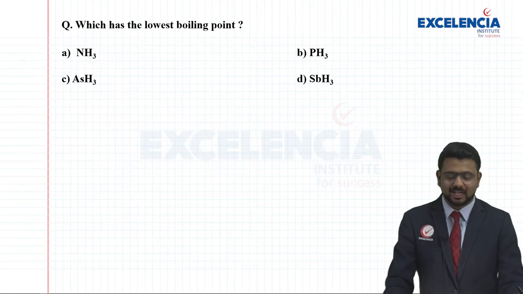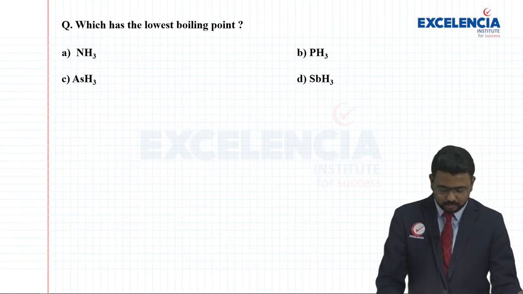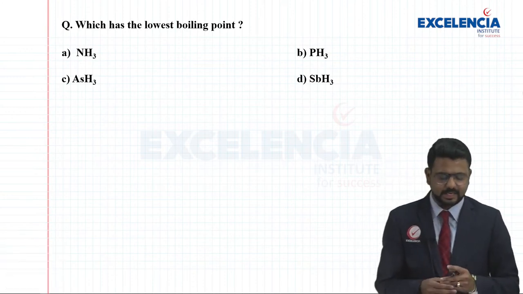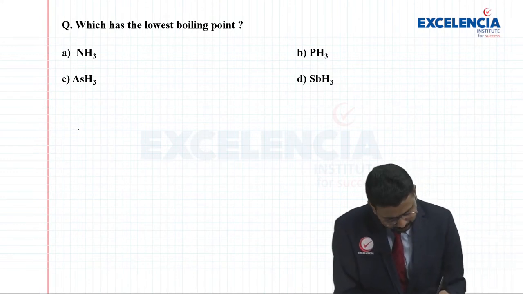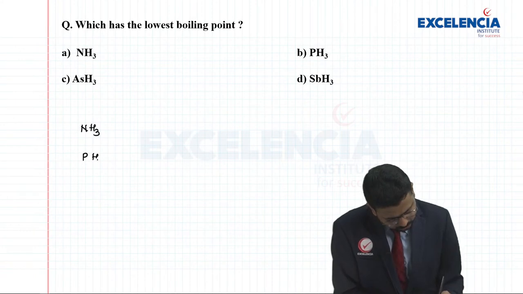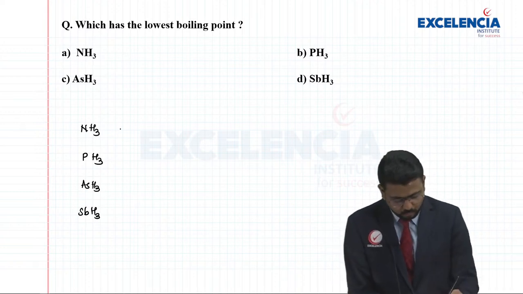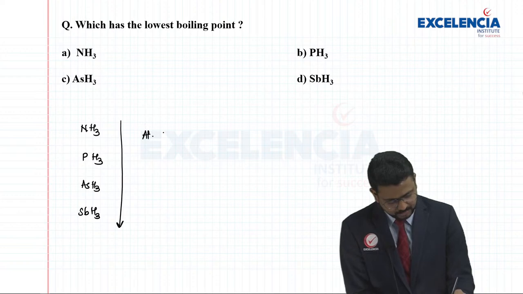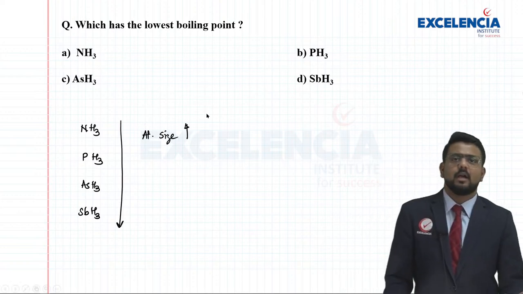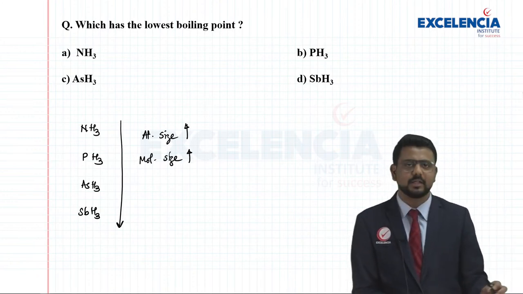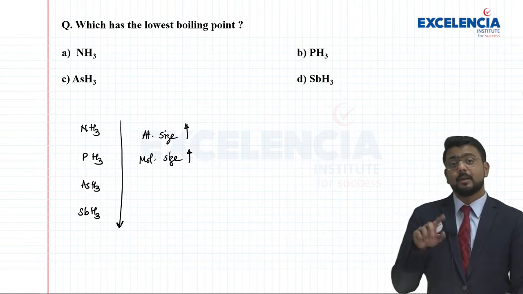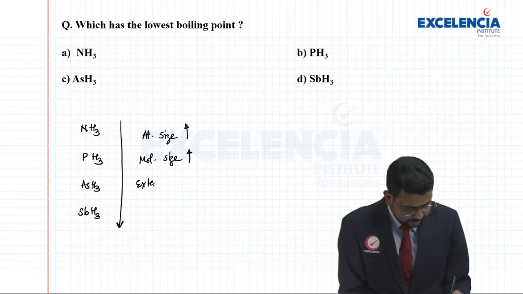Moving on with the next question, which has the lowest boiling point? Now see, here, when it comes to these hydrides, that is NH3, PH3, AsH3, SbH3, right? Now, as and when we go down the group, NH3, PH3, AsH3, SbH3, atomic size definitely is increasing, right? And if the atomic size is increasing, we can say that the molecular size also is going to increase. Yes or no? Molecular size is also going to increase. And as the molecular size is increasing, we can say that the extent of intermolecular forces will also increase, right?